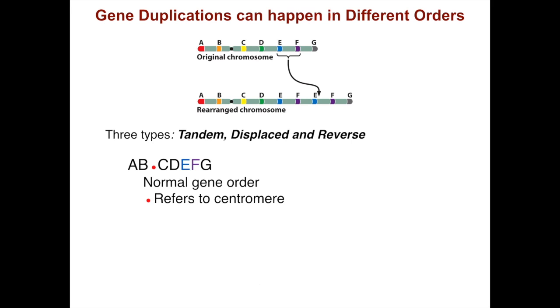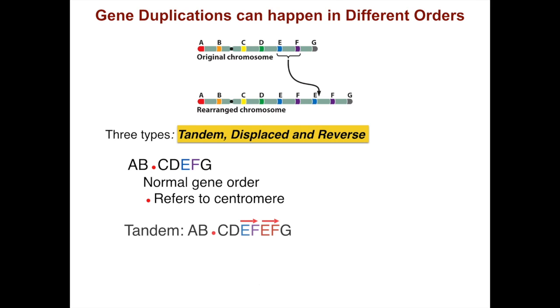There are 3 types: tandem, displaced, and reverse. So let's say you have a chromosome like that depicted above, and the gene order is from A through G, and the red dot refers to the centromere. If you have a tandem duplication of E and F, you have both genes duplicated and then they're in the same orientation.